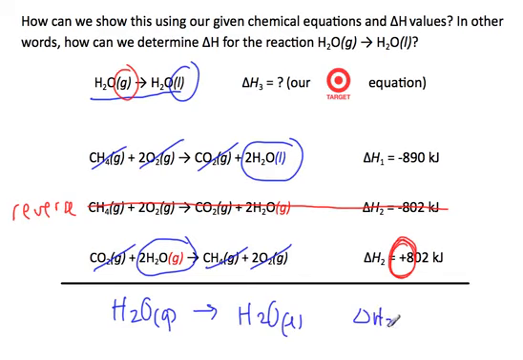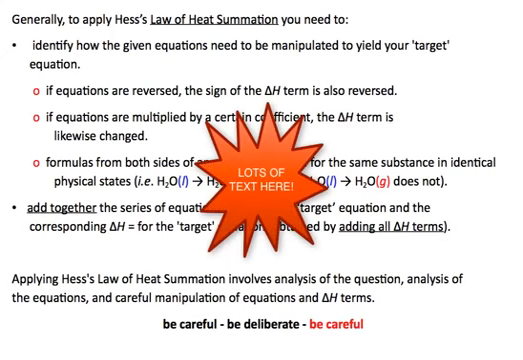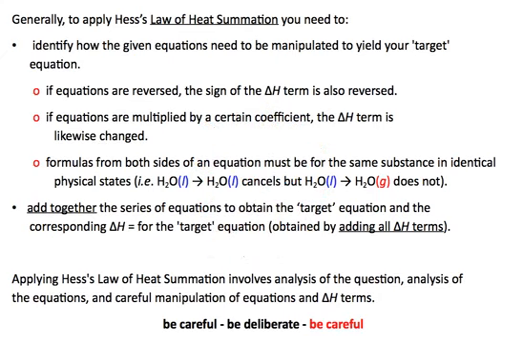Delta H3 equals, so I now add these two numbers, minus 890 plus 802 equals minus 88 kilojoules. And so there's the delta H for that process, for the condensation of water, as determined by manipulating two different reactions, two different processes. So another heavy text alert. If you get a chance, you might want to pause it and copy some of this down. But it's generally just how you sort out these problems.